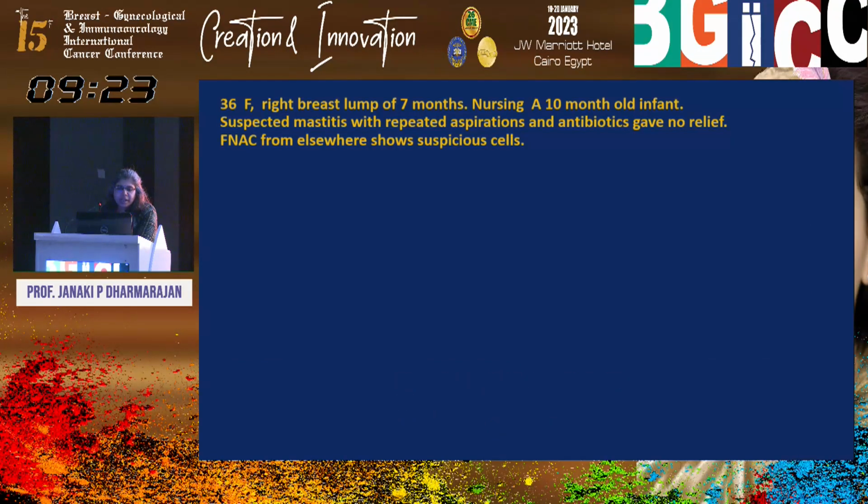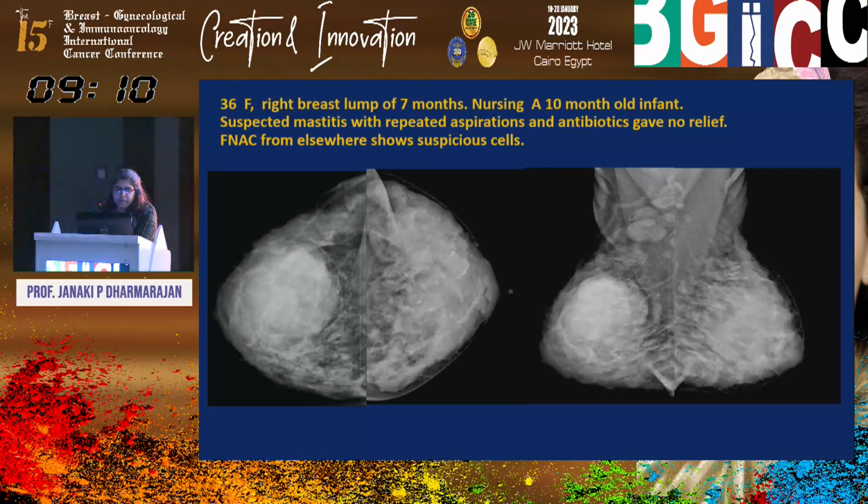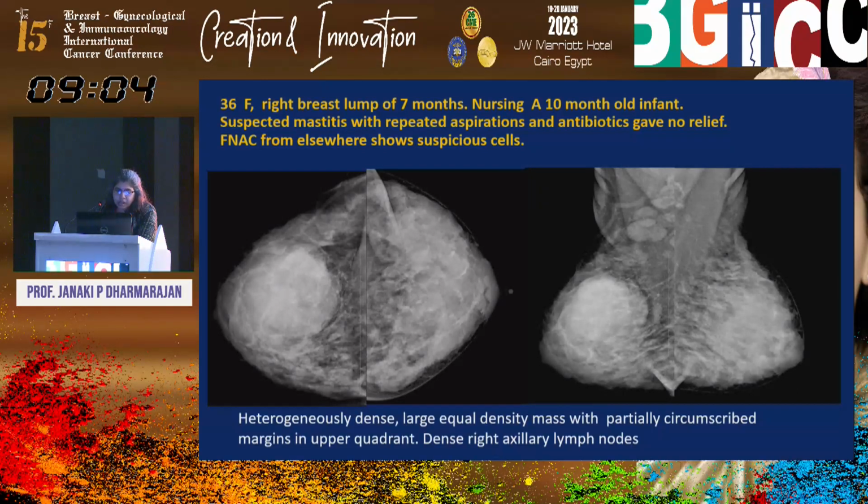A 36-year-old lady had presented with a lump of 7 months, and she was currently nursing her 10-month-old infant. Mastitis was suspected, and repeated aspirations were performed. She was given antibiotics. She had no relief. And when she was referred to us, this is the appearance that she had, a mass in the right breast with enlarged lymph nodes.